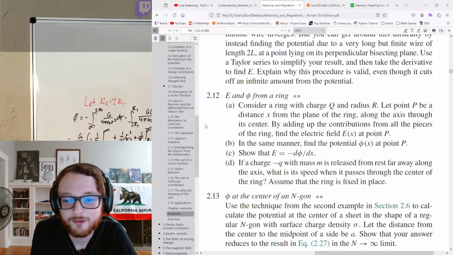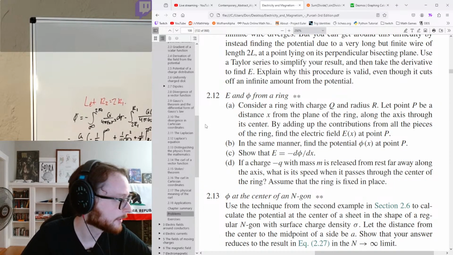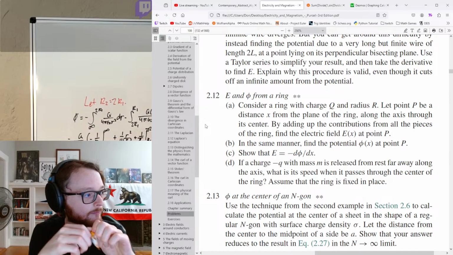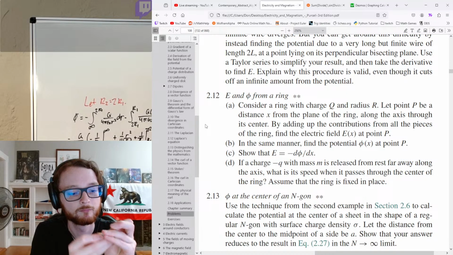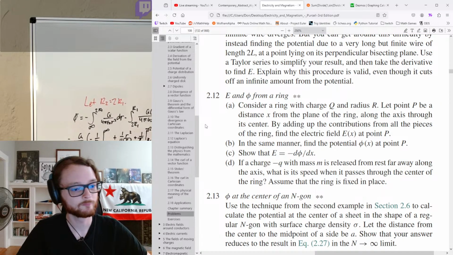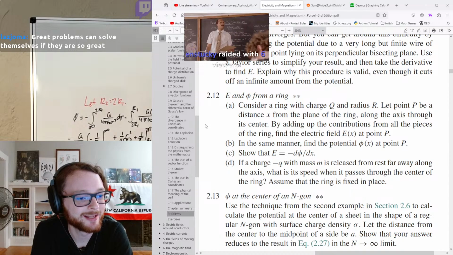Consider a ring with charge Q, radius R. You get a cough drop of radius R as well. Great problems can solve themselves. They're so great.